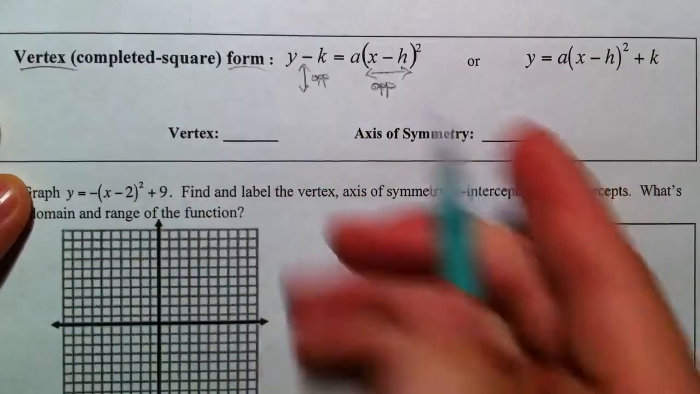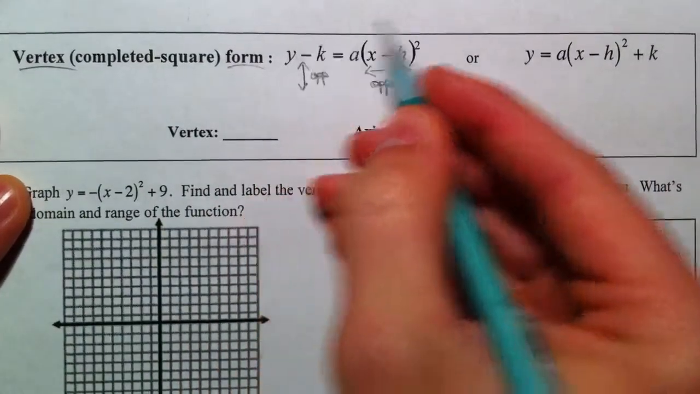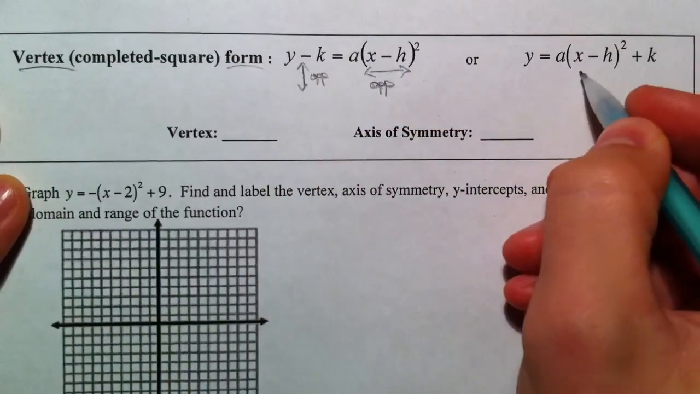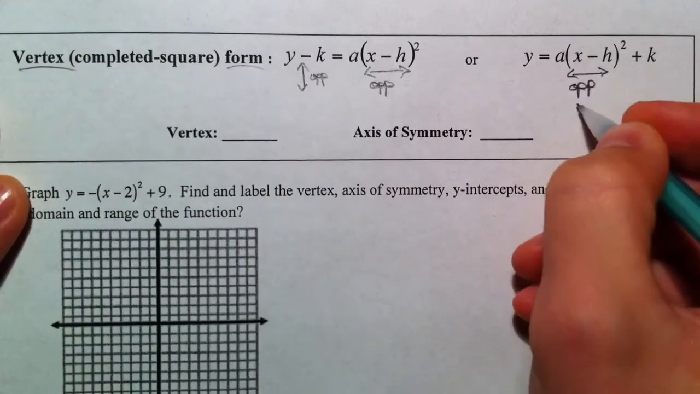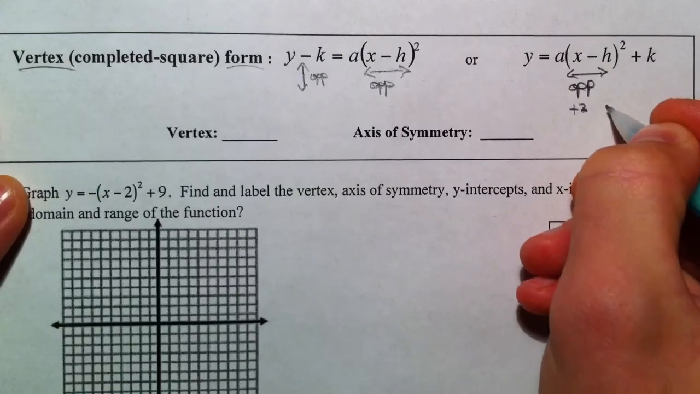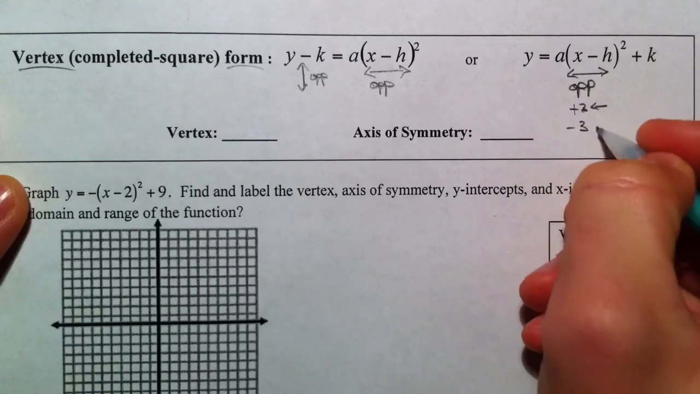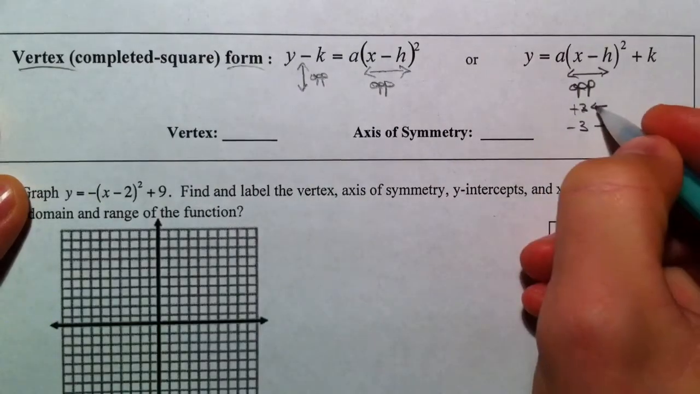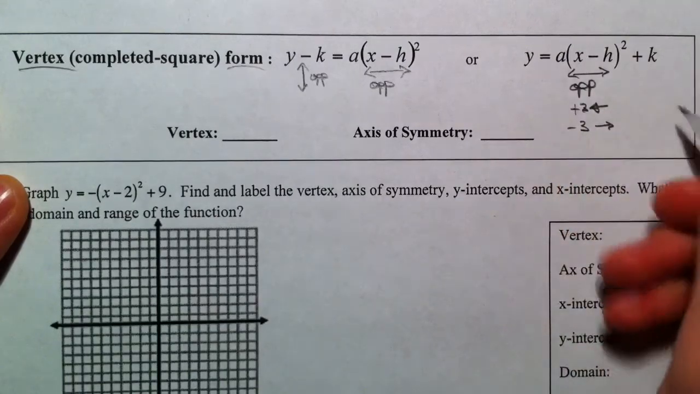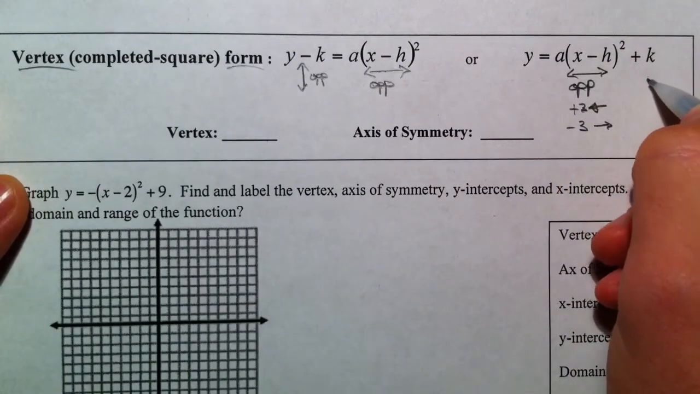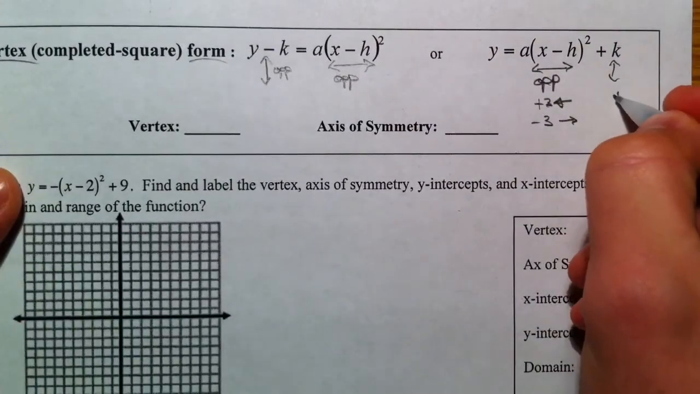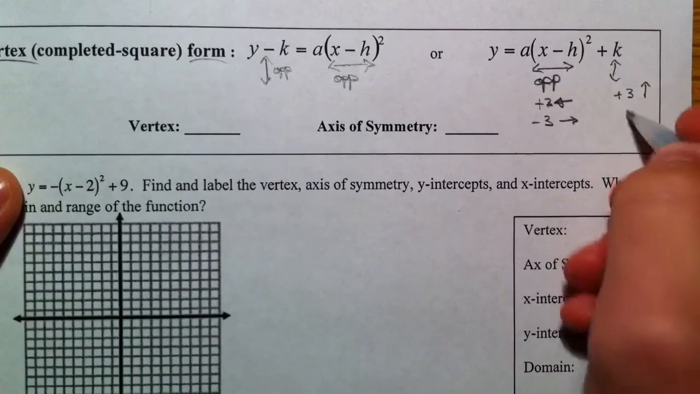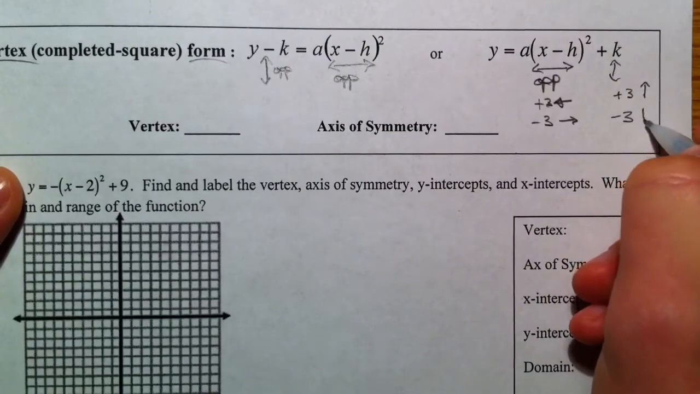Now, where that changes is usually we're used to seeing it like this, and so it's left and right with the h, opposite of what we think. So if it's plus 3, it moves it to the left. If it's minus 3, it moves it to the right. And if it's plus k, that moves it up and down exactly how we think. So if it's plus 3, it moves it up. If it's minus 3, it moves it down.